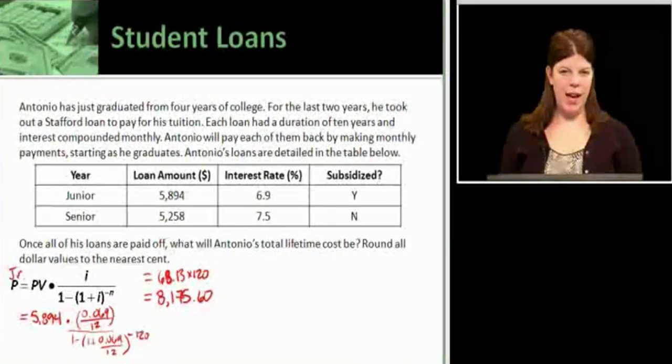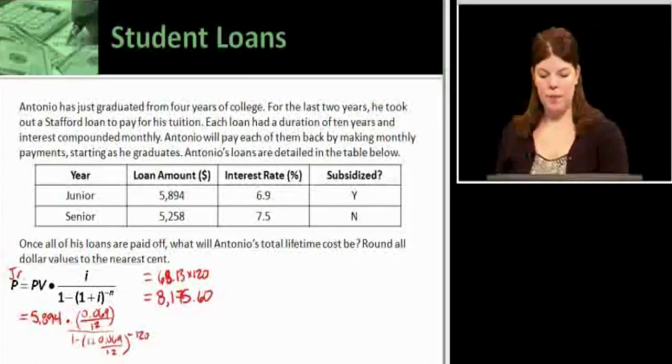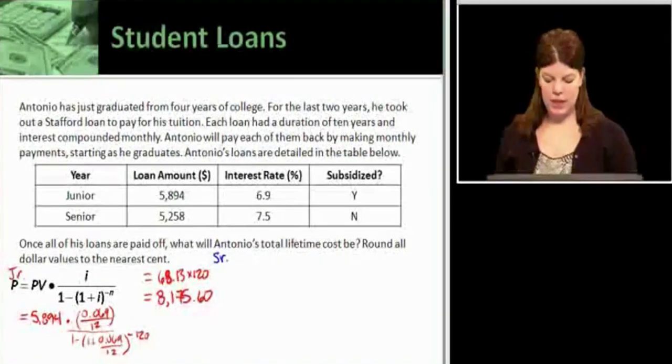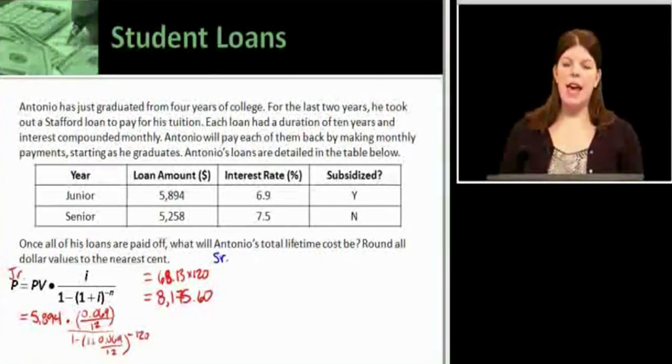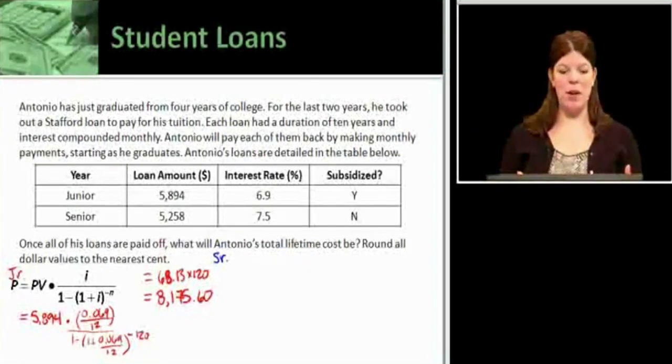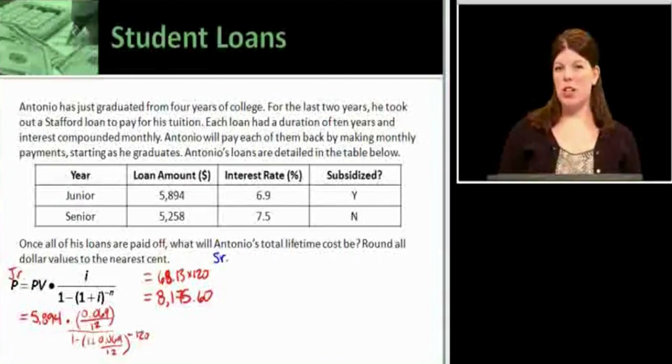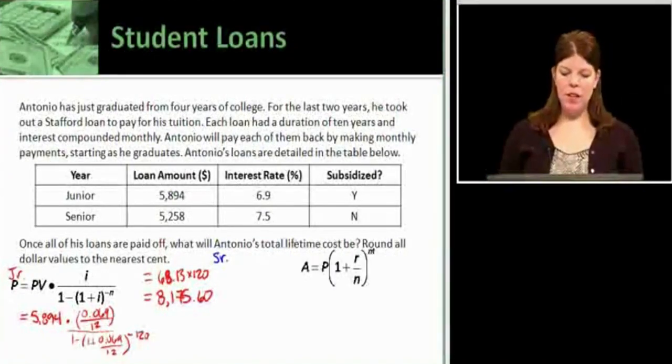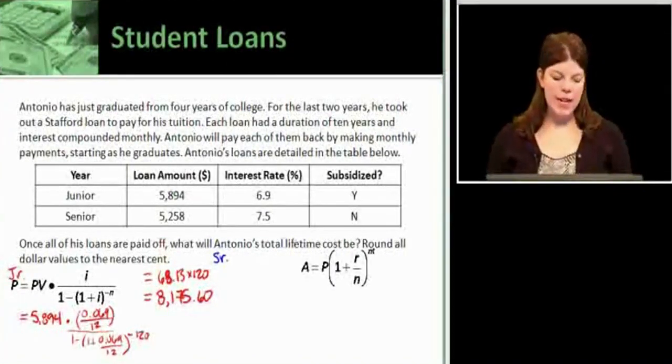Now let's look at his senior year. Since his senior year is an unsubsidized loan, first we need to figure out how much interest gets added to the loan amount. Actually, it's just 1 year in this case because it's his senior year. So how much interest for 1 year he has to add on to the original loan amount. To do that, we use this formula right here.